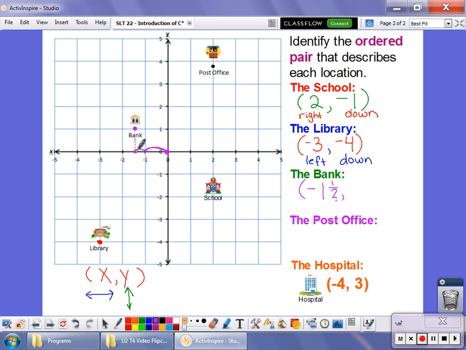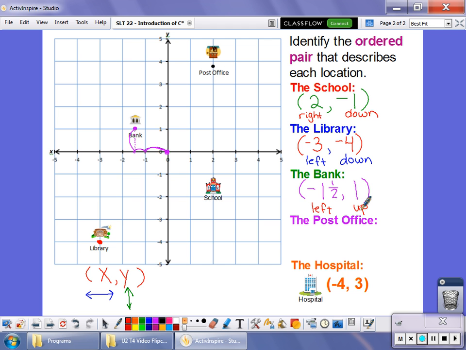And then I'm going to go up 1 unit. Since it's up, that's in my positive numbers. So negative 1.5, comma 1. Negative 1.5 means 1.5 to the left. The positive 1 means I'm going to go up 1 to my positive numbers.